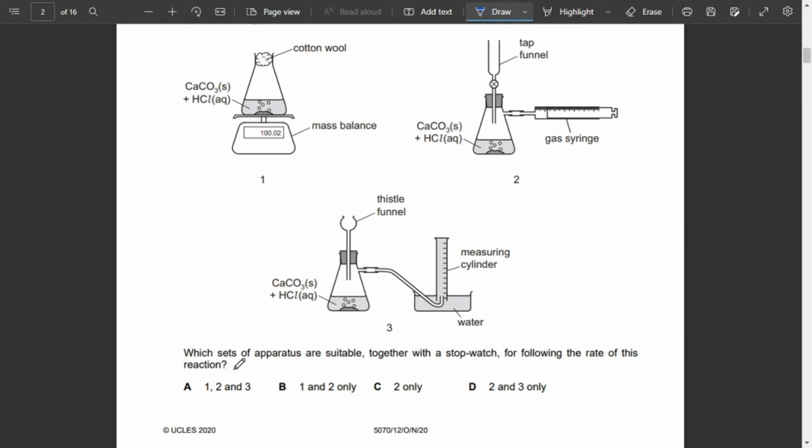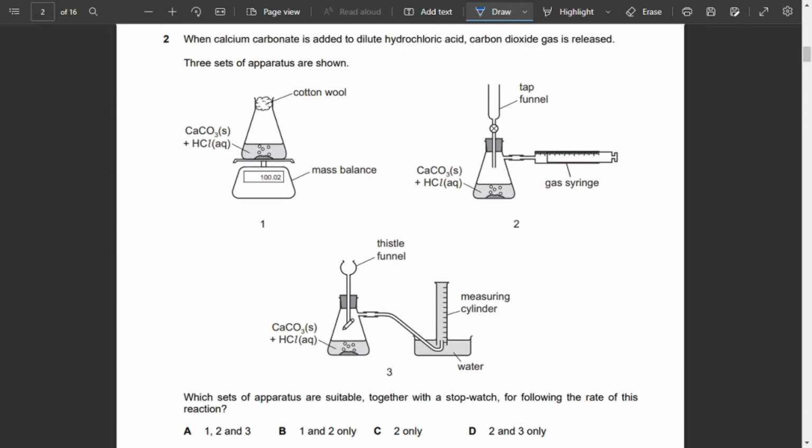If we look over here, we have 3 different kinds of setup with us, and we are supposed to understand which apparatus is better, together with a stopwatch, for finding the rate of this reaction. Over here, the mass balance can help us. So this one will definitely help us, this set of experiments.